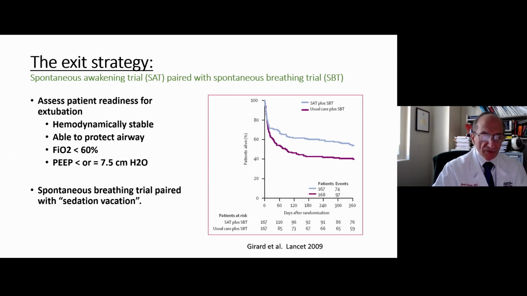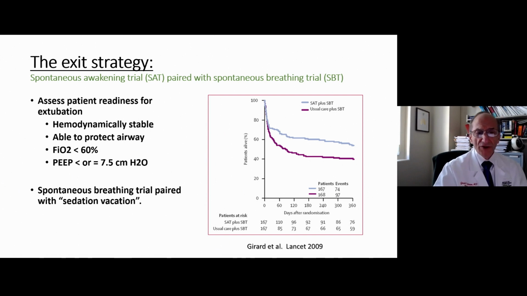I would be remiss if I didn't at least say a word about the exit strategy, and that's so important. We don't really like to use the term weaning anymore, but liberation from mechanical ventilation, or at least the exit strategy, is what we're referring to. It's really a two-part process, the first of which is to say, is this patient ready to be extubated? What were the initial reasons they were intubated, and has that been addressed? Is the patient hemodynamically stable? Can they protect their airway? Are they not requiring too much oxygen anymore? And is their PEEP not very high? If they really need a lot of PEEP and they wouldn't get it when you extubate them, they may not be ready.